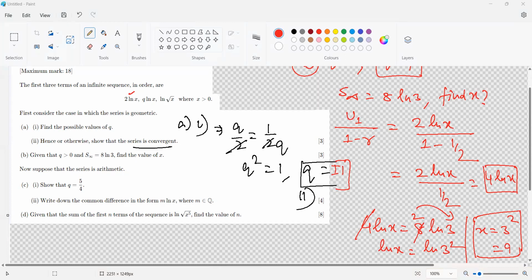Now suppose that the series is arithmetic, so that q is equal to 5 over 4. Now this time they want this sequence to be arithmetic, and for that the q value comes out 5 over 4. And then the common difference, in the form of m ln.